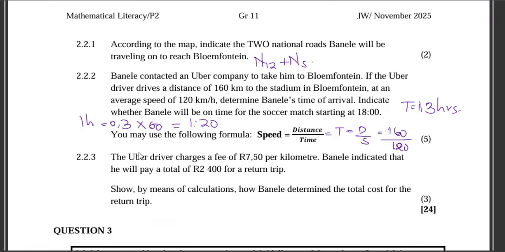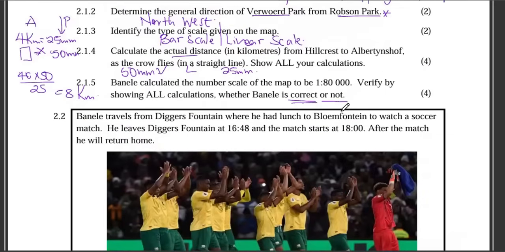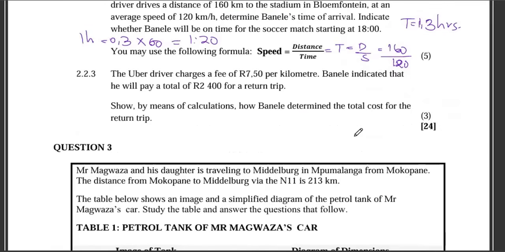So the 1 hour, 20 minutes, when you add it onto the time he left his place, which is shown on my app, look at that, he left at 16:48. So what will be the answer there? It becomes 14:48 plus 1 is 2, 20.